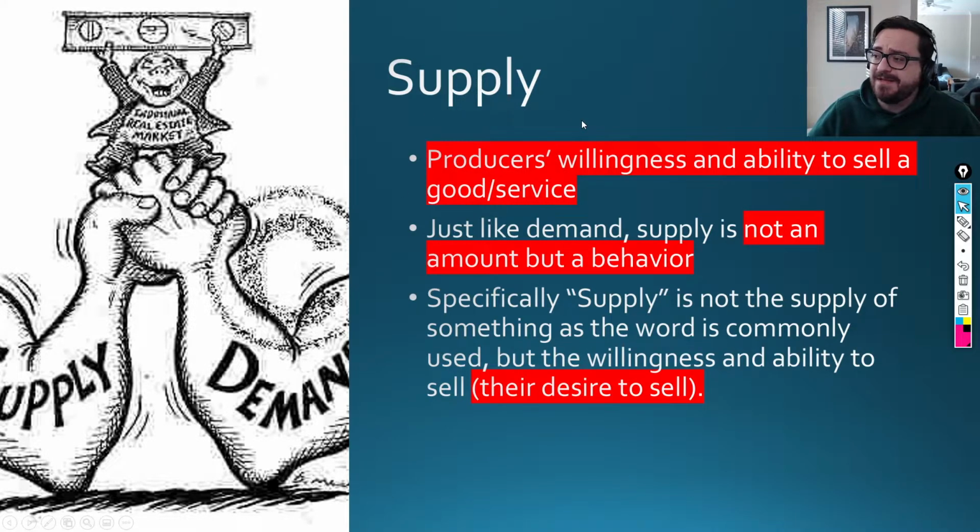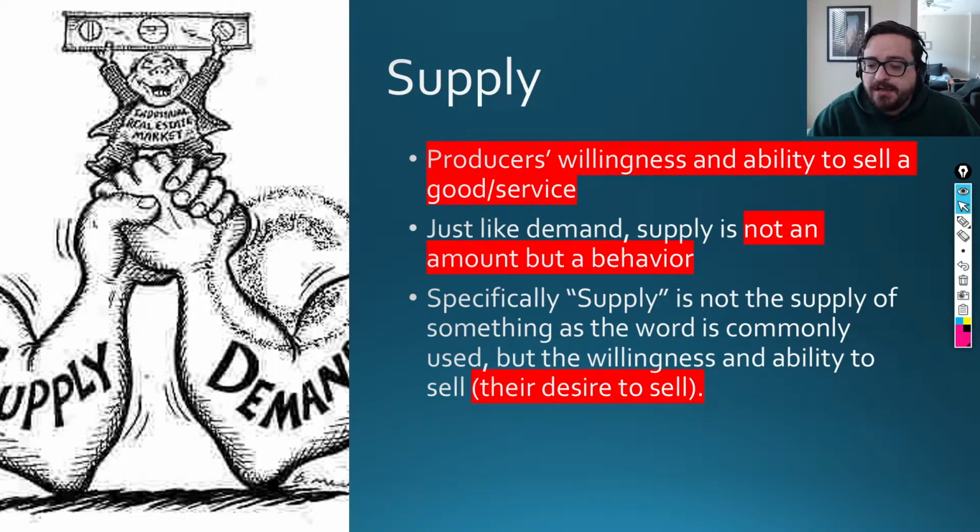Supply in the context of the supply and demand graph is the producer's willingness and ability to sell a product, which you're like, yeah, it's like, no, read that again. Their willingness and ability to sell the product. Does it say amount of product anywhere in there? No. It is not the supply of something as we use it in the common word. It is their desire to sell the product. The same way that demand is our desire to buy something, supply is their desire to produce and sell it. It's not an amount either. It is just also a behavior.